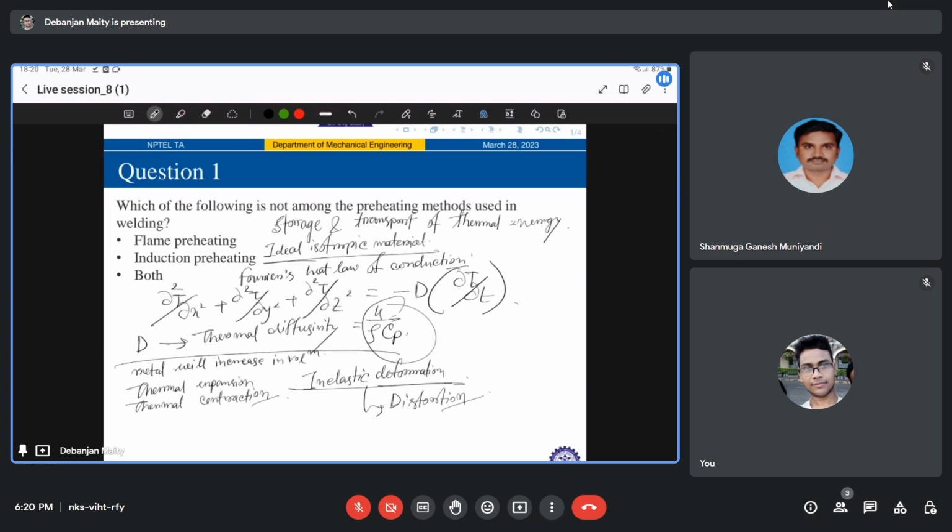So whenever you are analyzing what will be my residual stress in the weldments, the coefficient of thermal expansion and contraction is the most important parameter.